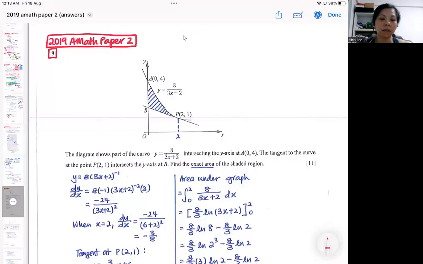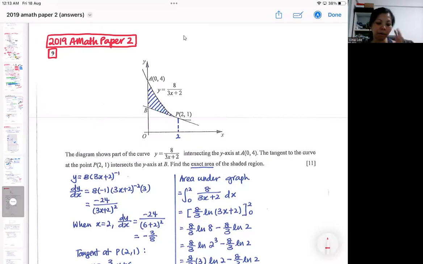This question is testing you on the area under graph under integration. If you look, the diagram is actually very simple, and yet they give you 11 marks. So where does the 11 marks come from? Okay, so this will be the shaded area.